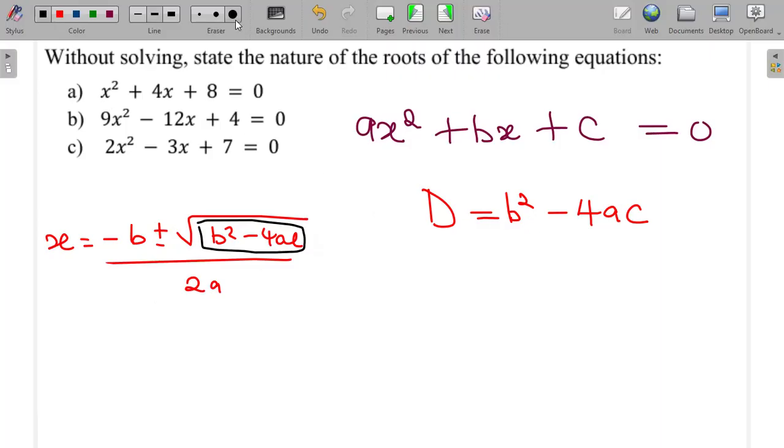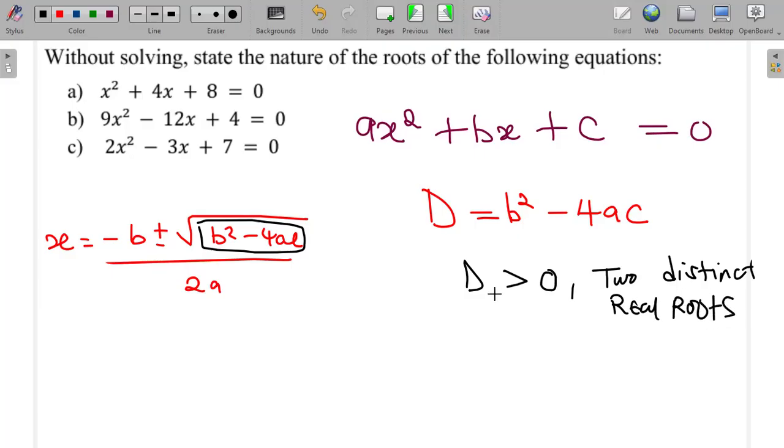Okay? Yeah, so we're going to be judging using the discriminant. Now, if you find that your discriminant is greater than 0, then you're going to conclude that you have two distinct real roots. That is if you find your discriminant to be greater than 0. If your discriminant is equal to 0, then you're going to say there are two equal roots.